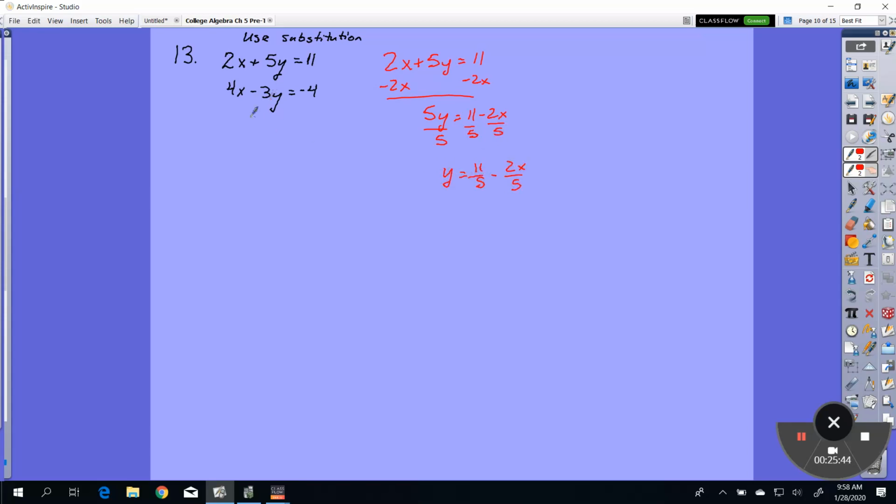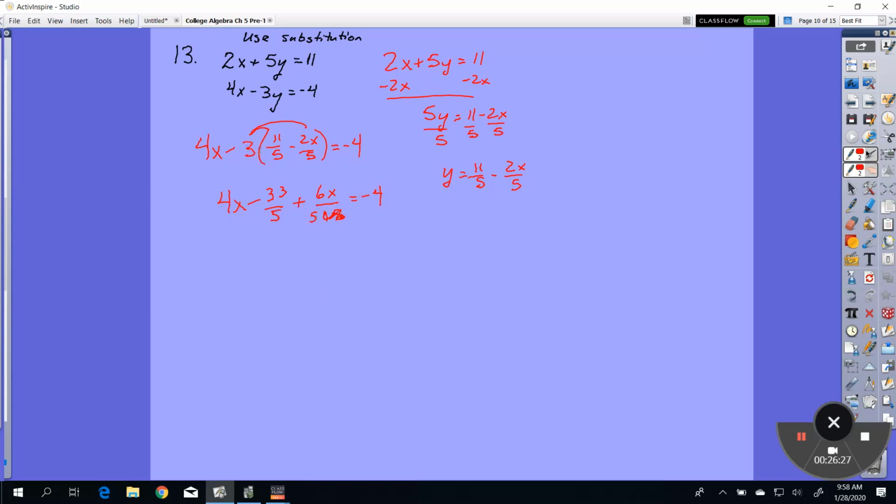So I plug that in for the y on my bottom. So I replace the y with this 11 fifths minus 2x fifths. So I realized that elimination would be much easier, but I want you to use substitution. If you don't, you'll get the 2 points for your correct answer, but you won't get any other points for your work. So now I distribute this to both of those. So I get 4x minus 33 fifths. A negative times a negative makes a positive. 6x over 15 equals negative 4. So now I can combine the x's, or whoops, not 15, that's 5.